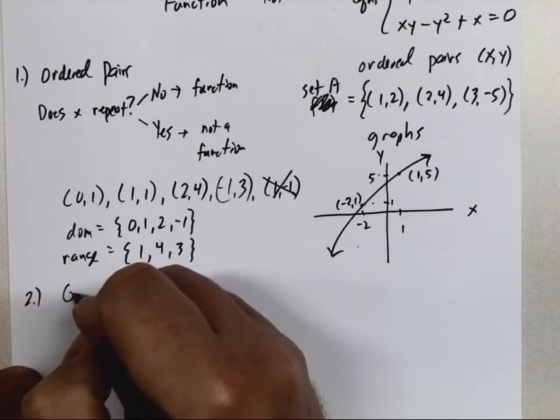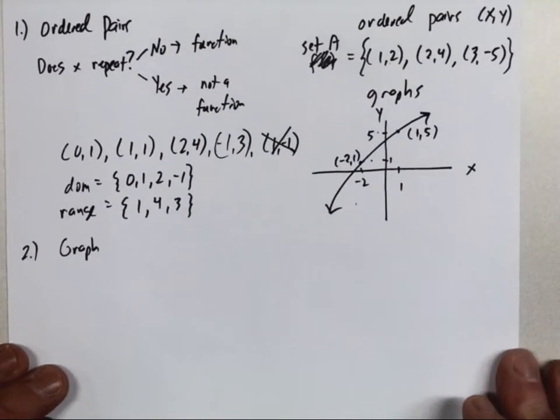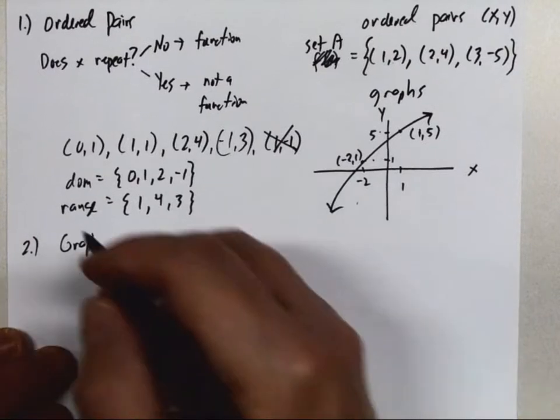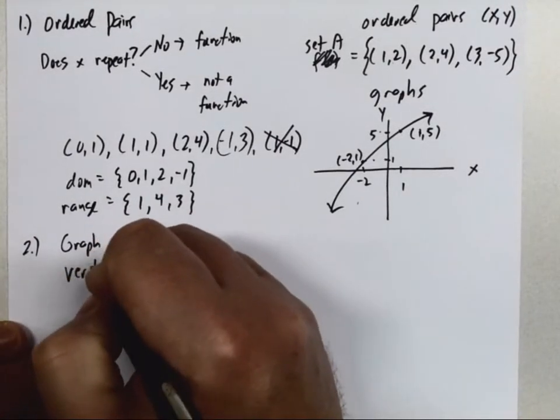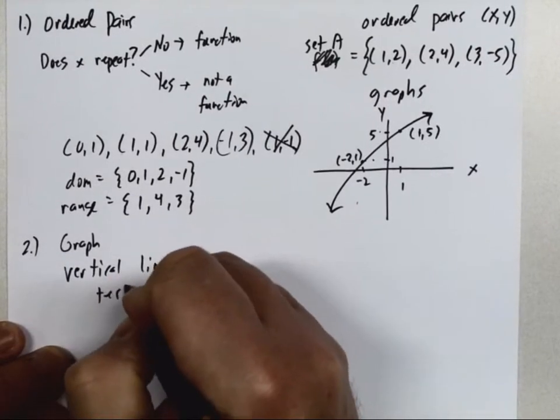How about when you have a graph? This is maybe the easiest thing of all. We're going to do a little test on the graph. It's called the vertical line test.